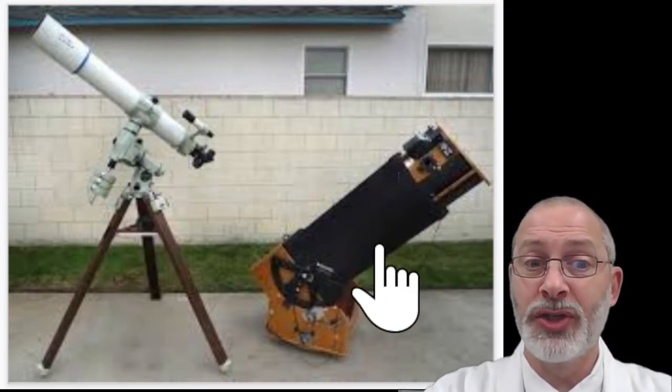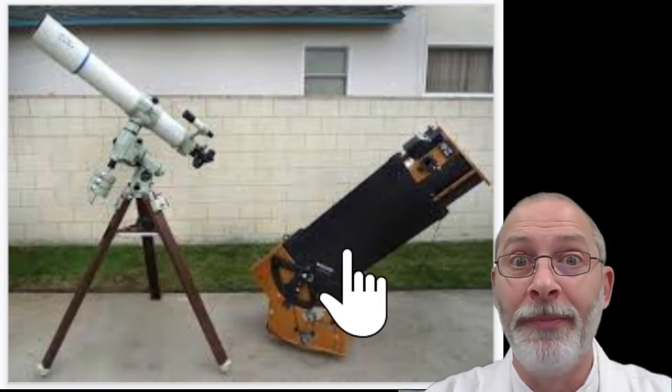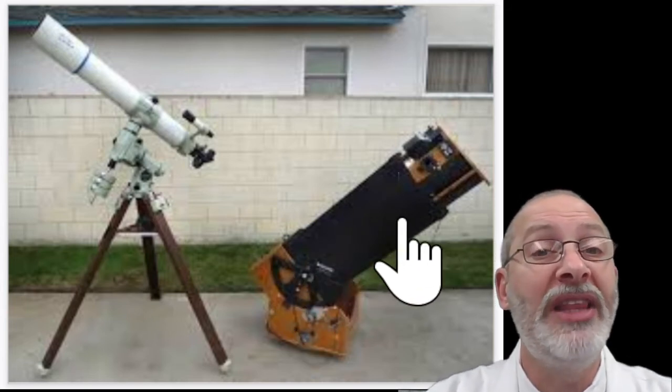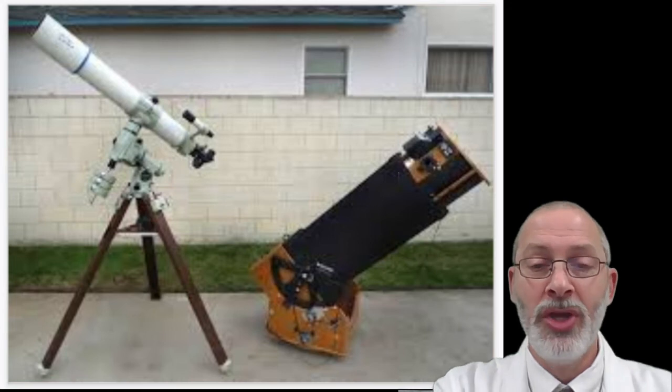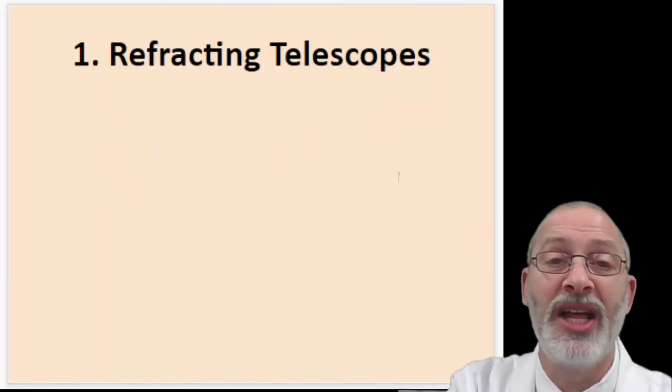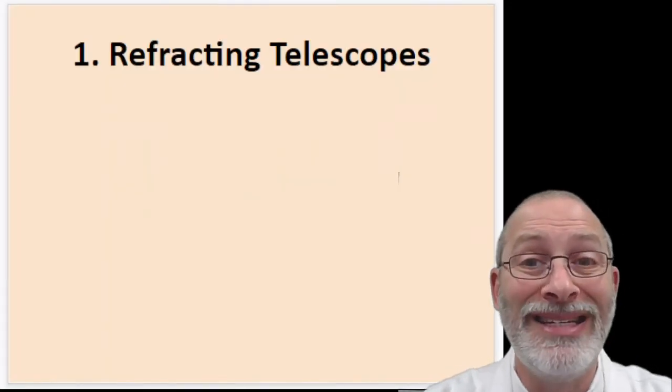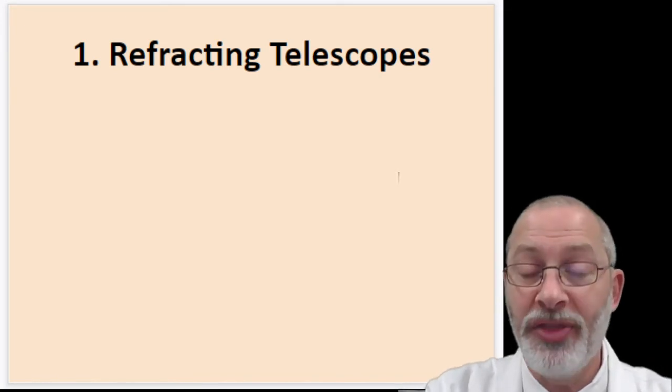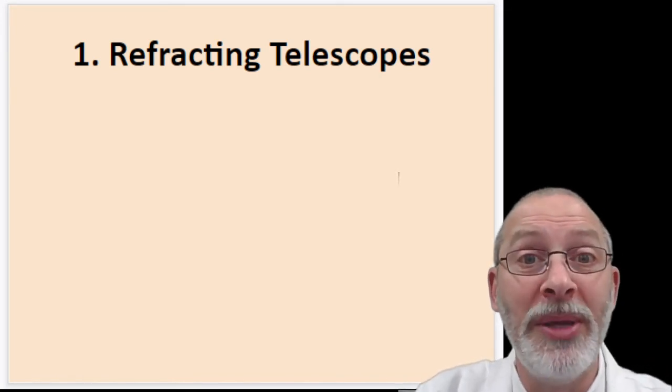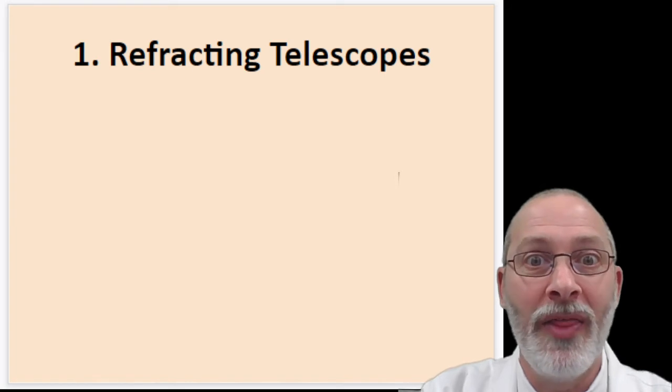How many of you have a telescope that looks like this at home? This is called a reflecting telescope. So let's explore these two types of telescopes in a little bit more detail right now, beginning with the type that we are going to be making tomorrow in the lab.